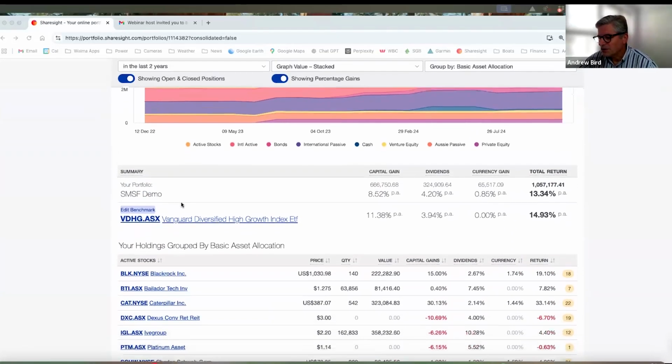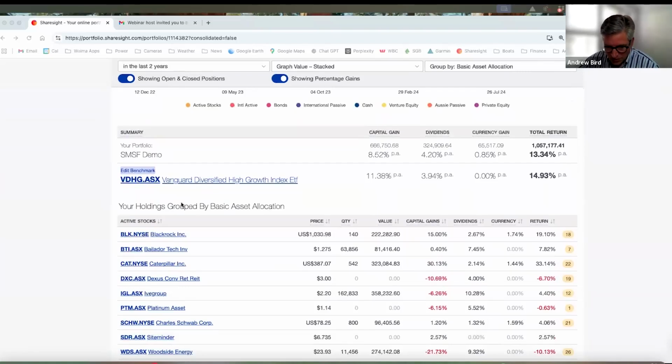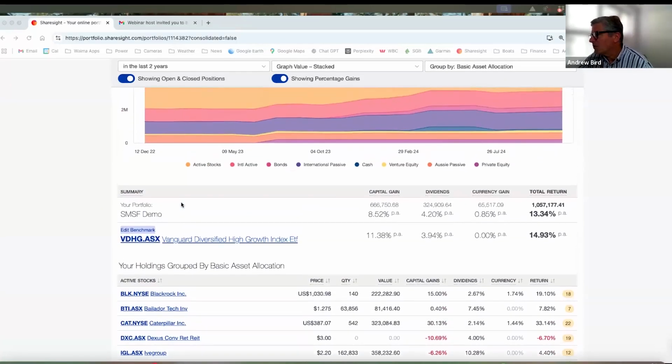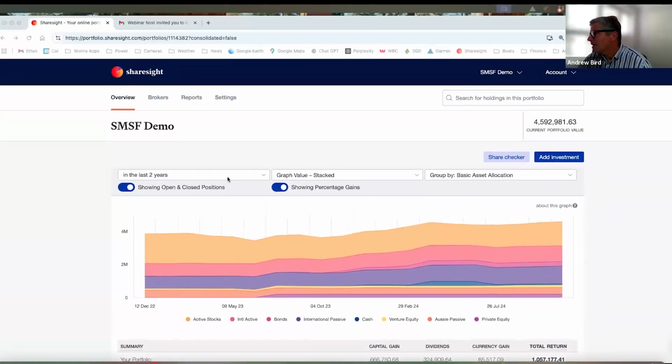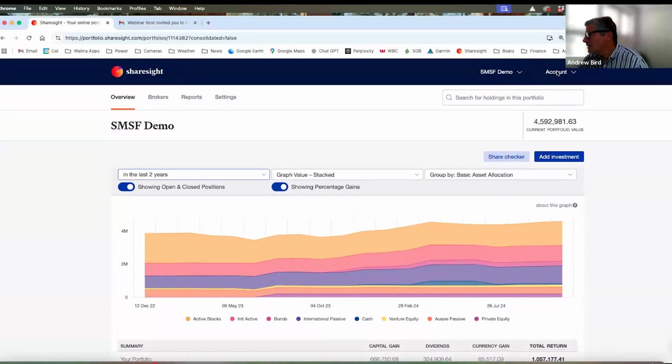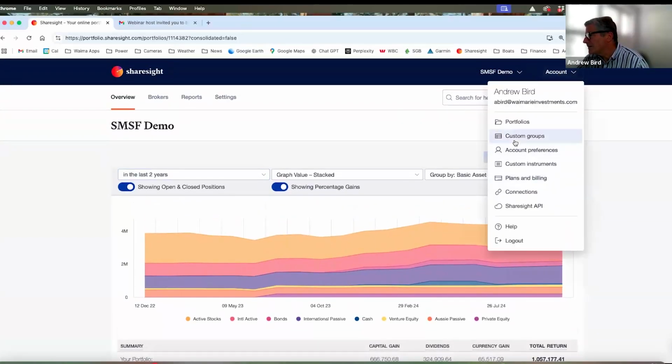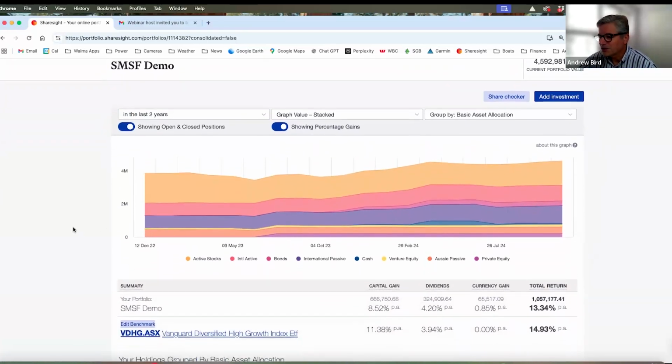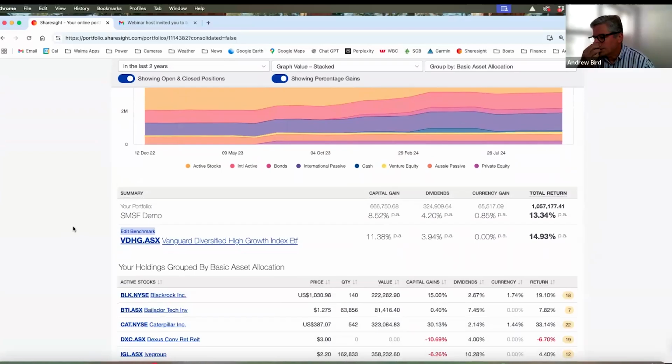So let's talk first of all about custom groups, because that's really the heart of how I look at my portfolio. Custom groups are in the account settings if you haven't used them before, but I'd certainly encourage you to play with them. I guess just as another piece of housekeeping, I'm going to assume that you have a portfolio up in Sharesight and that you have some familiarity with some of the features.